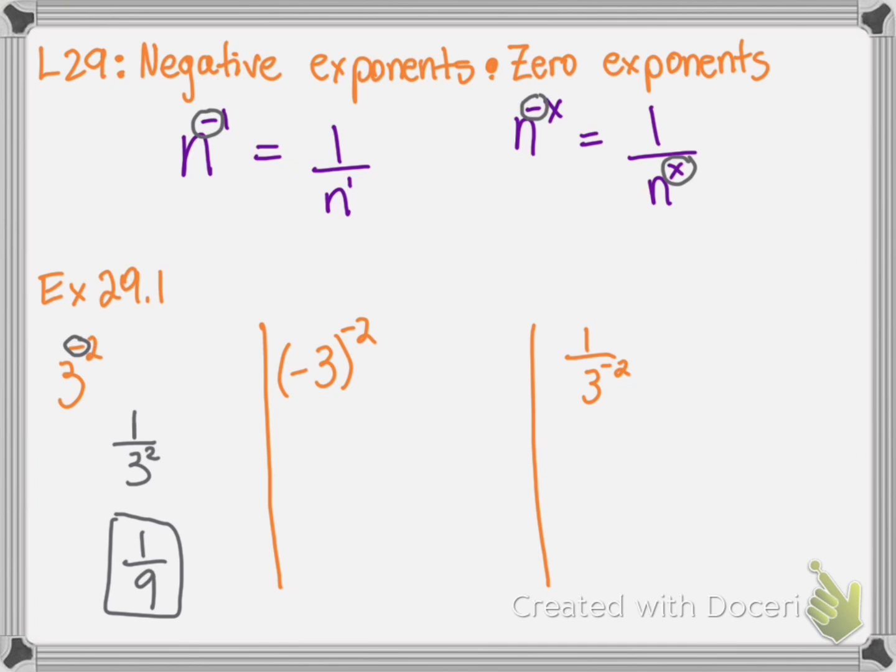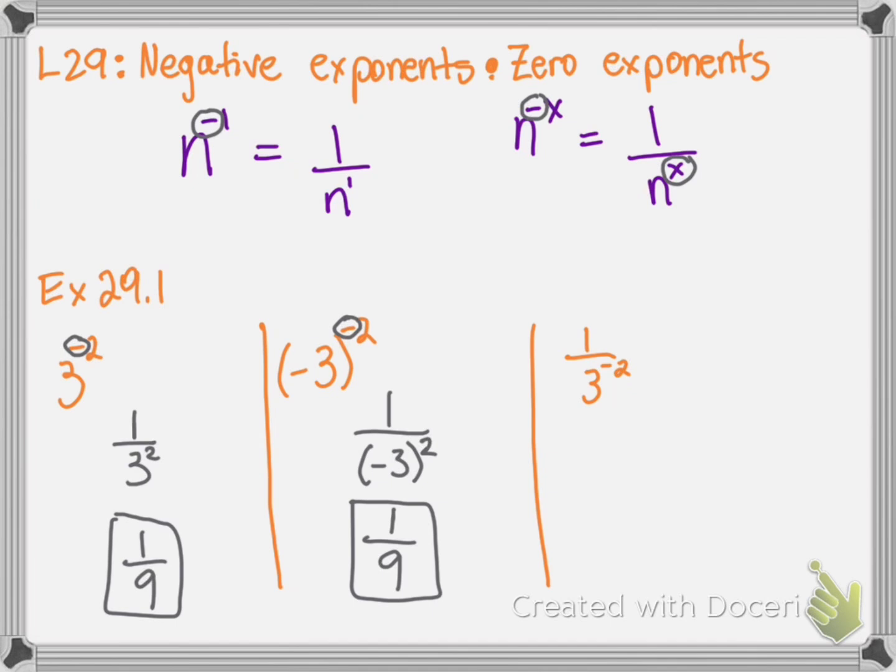Now we have another one, and this one is a negative 3, but it's inside of the parentheses. So this negative 2 is affecting the whole negative 3. So I'm going to write the reciprocal, which is the number on the bottom, in parentheses, and then the positive 2. And then again, if I square negative 3 in parentheses, it's going to be 1 over 9 positive.